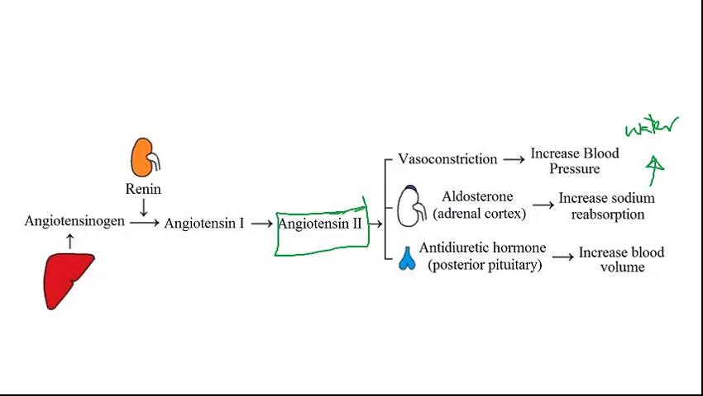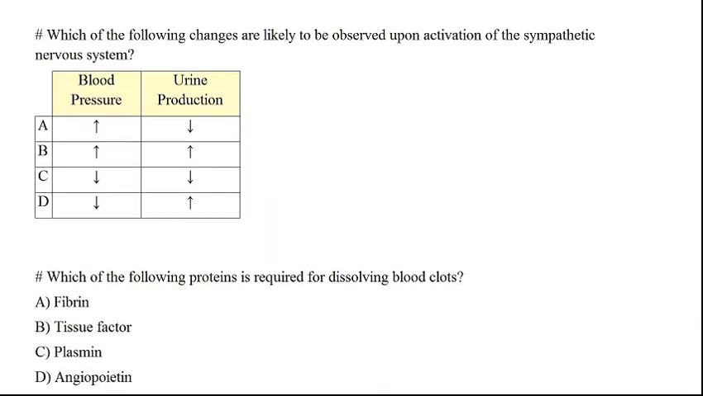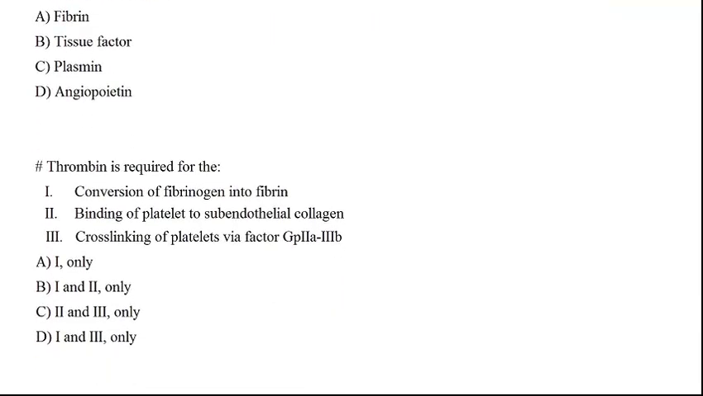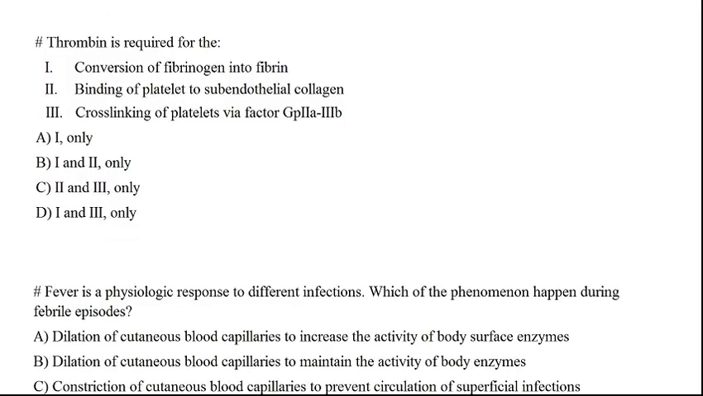Now moving on to the last set of questions. Which of the following changes are likely to be observed upon activation of the sympathetic system? All right, so sympathetic nervous system, how does it affect blood pressure? And by affecting the blood pressure, how does it affect the urine production? Next, which of the following proteins is required for dissolving a blood clot? Next question, thrombin is required for the, which of the following would be the correct answer?